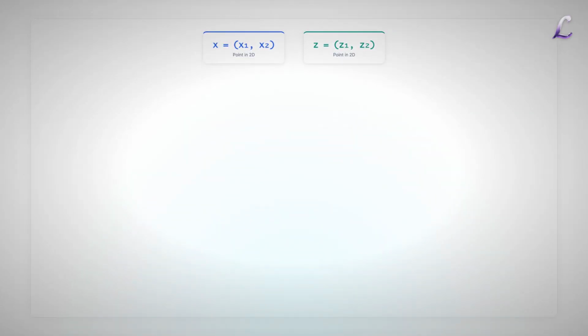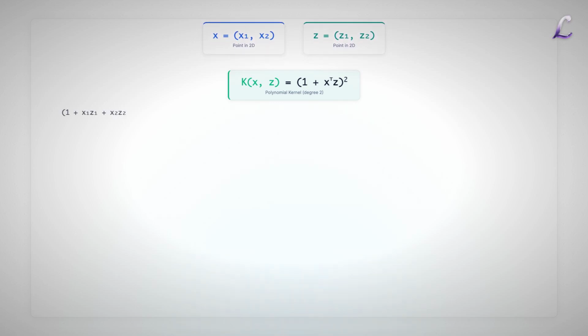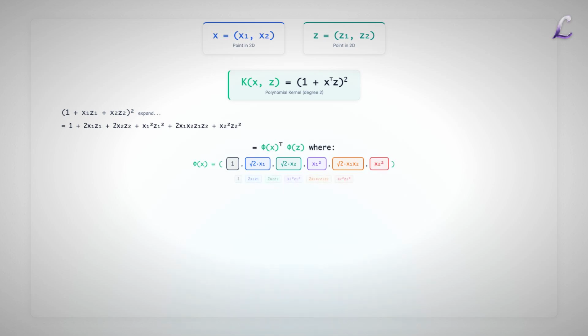Take two 2D points. If we use the polynomial kernel, (1 plus x transpose z) squared, we are doing a simple calculation in 2D. But if you expand the algebra, it equals exactly the dot product of two vectors in 6-dimensional space. We implicitly mapped to a space with coordinates like √2 times x1 without ever actually writing them down.